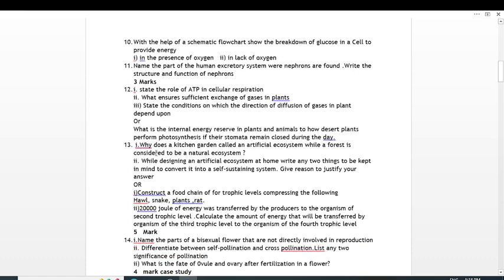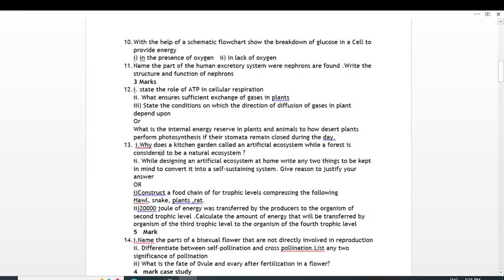And next one is what is the internal energy reserve in plants. So the plants prepare food, they prepare glucose and they change the glucose and store that glucose in the form of starch, and in animals it is glycogen. So you want to write it.